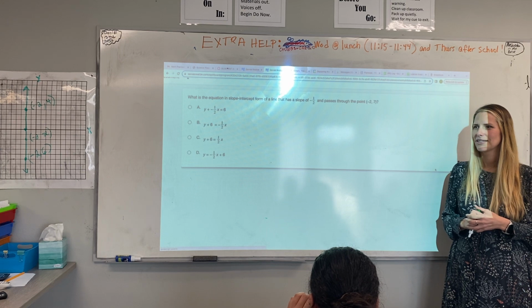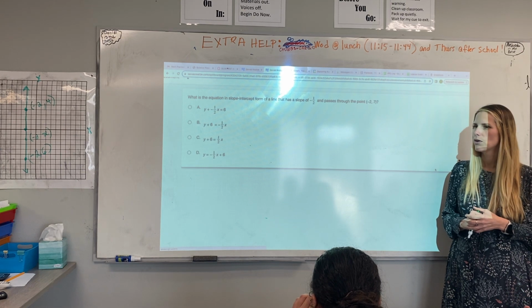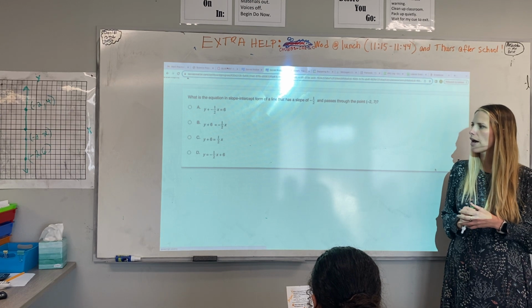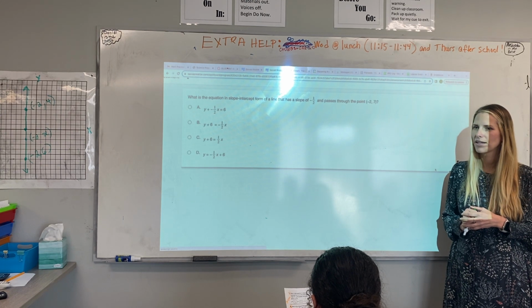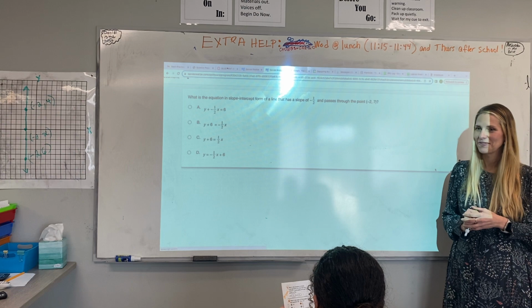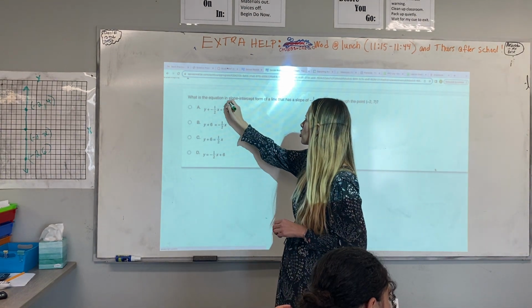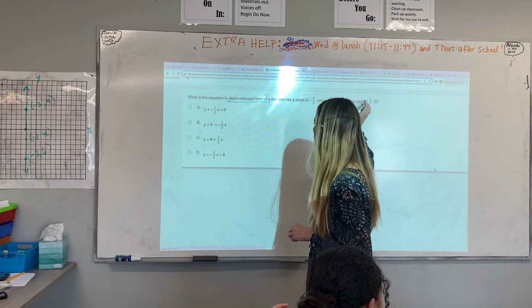And you're the only one that would know. D. What makes you say that? It's the only one in slope-intercept form. Yeah. So if you notice, it says, what is the equation in slope-intercept form of this?